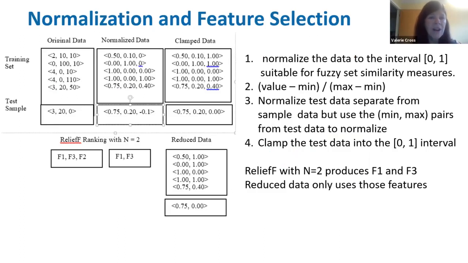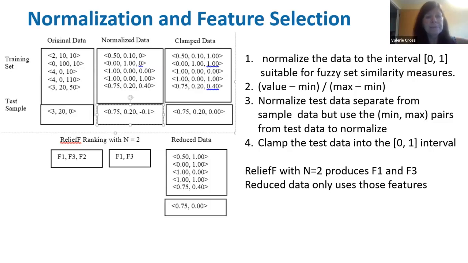So we normalized the data. How we normalized it: we took the original data and simply used the value minus the minimum value for that feature, normalized by the difference between the maximum and minimum. And we did that on the test data separately from the data that we used for recording whether it was a cancer diagnosis or not.